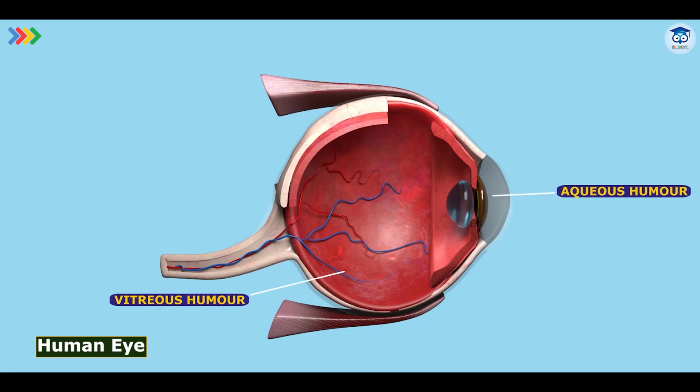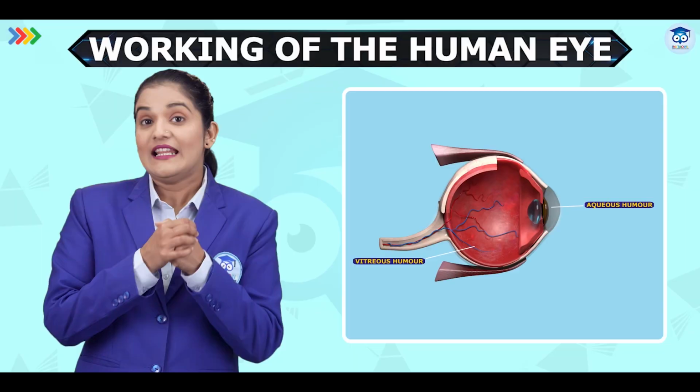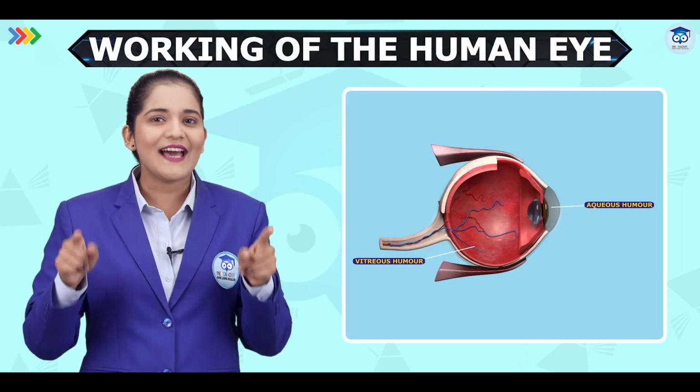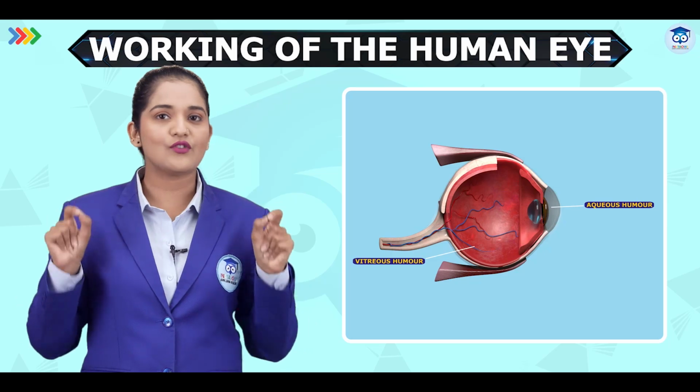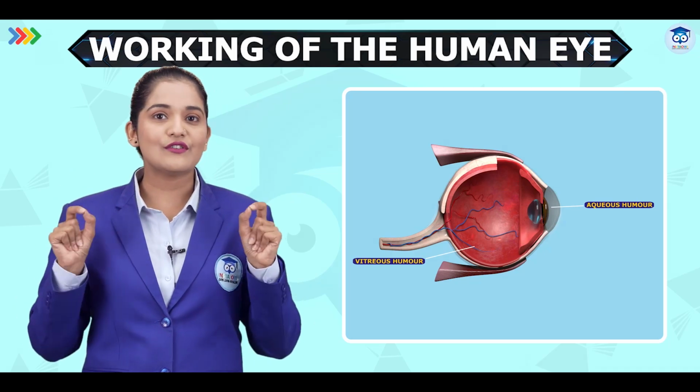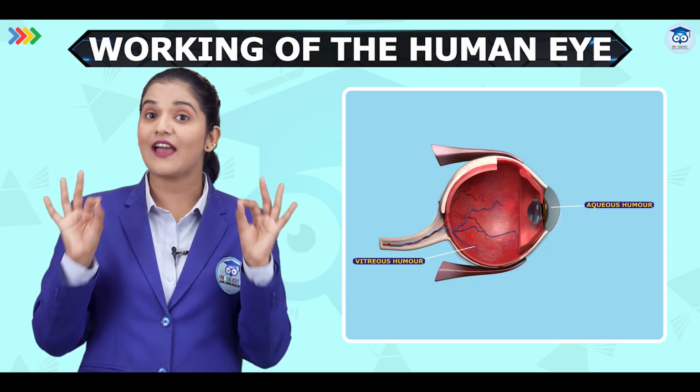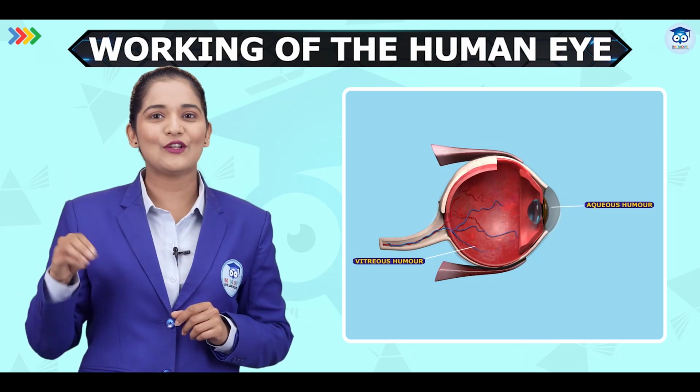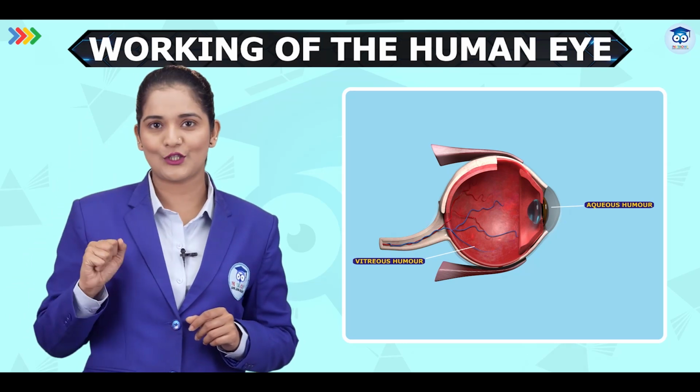Together, the aqueous humor and the vitreous humor help maintain the eye's shape, keeping the eyeball firm and properly rounded. They also ensure that light passes through the eye without obstruction, allowing it to reach the retina clearly and accurately, which is essential for forming a sharp image.